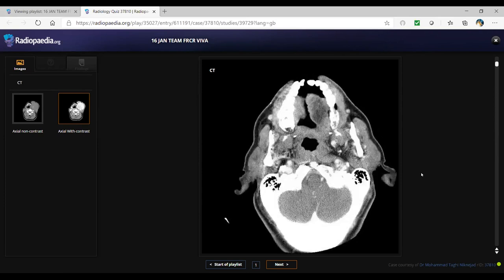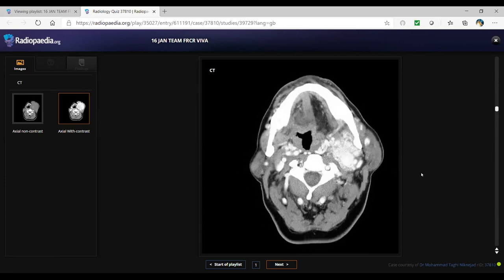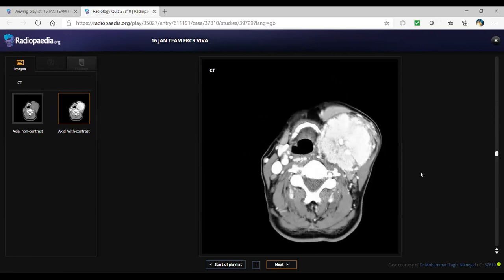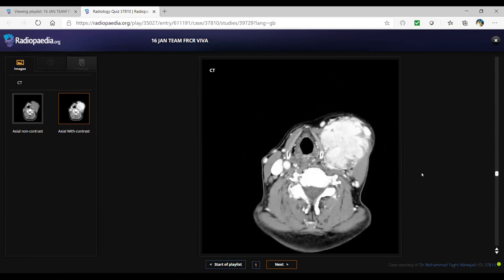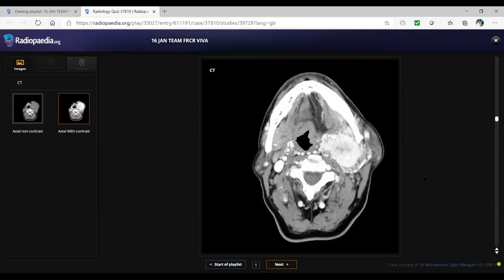There is mass effect on the airway, with the deviation. So this is an emergency at this point. You have to secure the airway, right? Yes. So how would you wrap up the case, please?